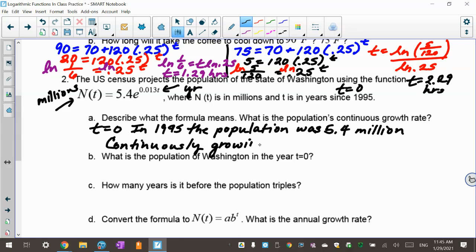Move your decimal place over to 1.3% annually. So it's continuously growing. You could say per year, continuously growing, but it's growing continuously, 1.3%. Now they want to know, what is the population at t equals 0? Well, we kind of answered that, 5.4 million people.